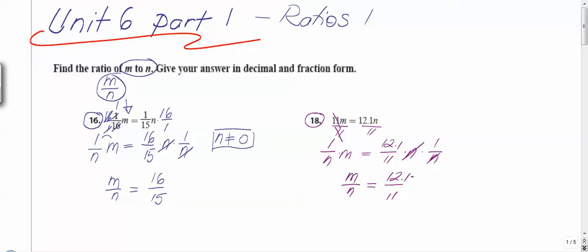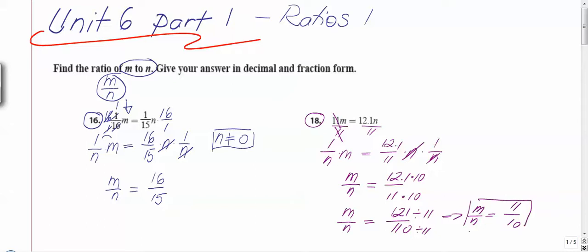And how to do that? You multiply both top and bottom by 10, and you find that your m over n is actually 121 over 110. Okay, what you guys notice here, 121 and 110 are divisible by 11. You can divide both by 11, and now you have your ratio m to n equals 121 divided by 11 is 11, 110 divided by 11 is 10.